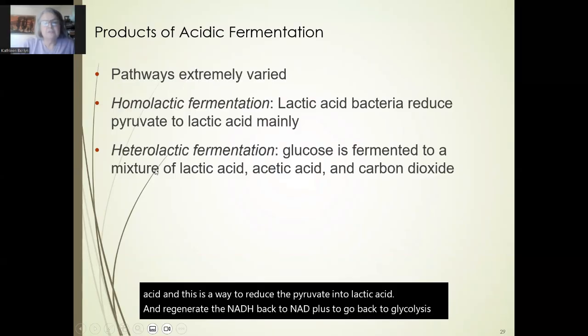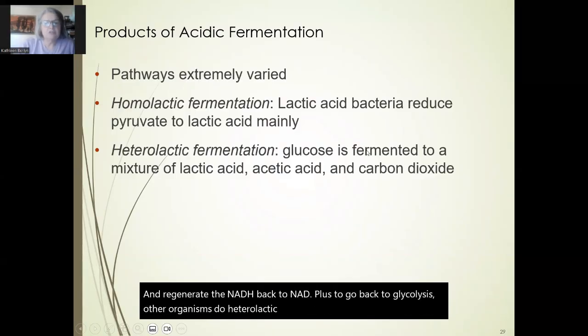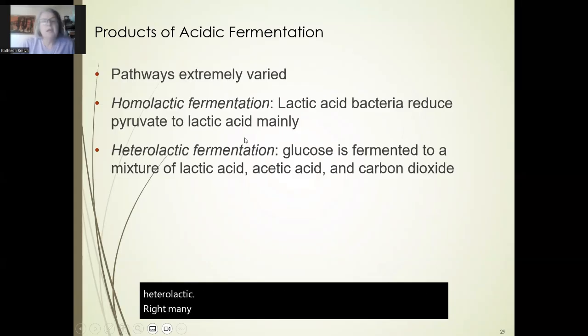Other organisms do heterolactic fermentation, where glucose is fermented to produce lactic acid, acetic acid, and carbon dioxide. So you can produce different types of acid if you're heterolactic, right? More than one here. Things to keep in mind here are again, why do we care about this?